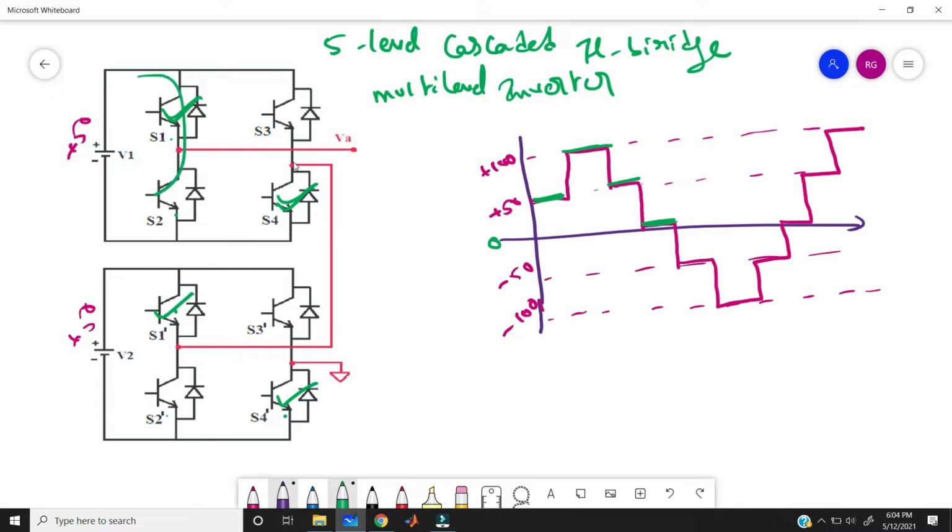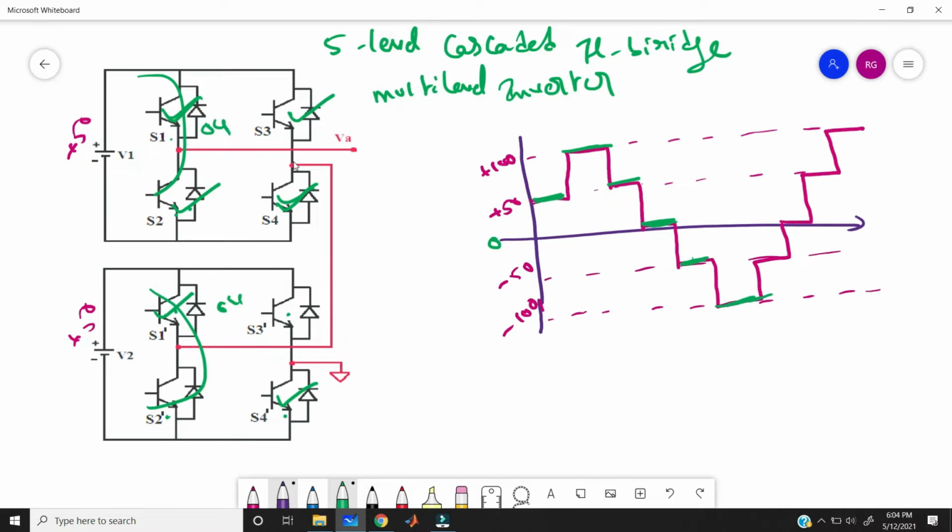And you are getting 0 volts when you turn on S1 and S2, S1 dash, S2 dash, because these two are short circuited. Here you get 0 volts and here you will get 0 volts. Then finally you can get only 0 volts. And we are getting minus 50 volts when we turn on S3 and S2 only. Okay. And you can again get minus 100 volts when you turn on S3 and S2 as well as S3 dash and S2 dash. That is the switching combinations of the normal 5 level inverter.